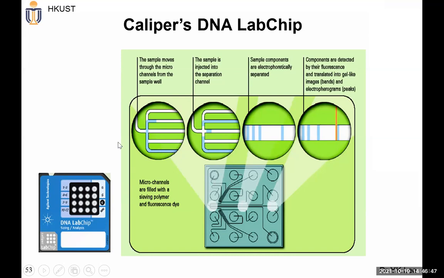And then plus additional electrophoresis, right? So this is one of the pioneers. Caliper is the first company who really turned it into a real product in terms of this electrokinetic device. And then I think eventually they went to the IPO in the New York stock market.